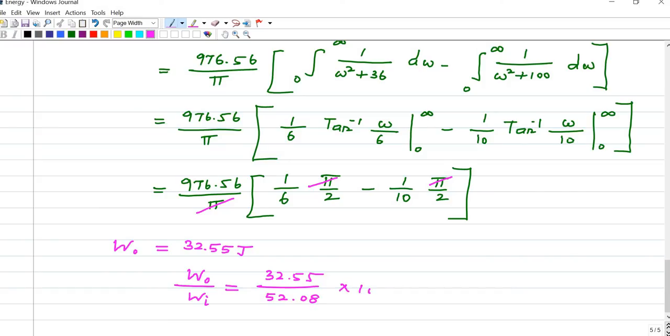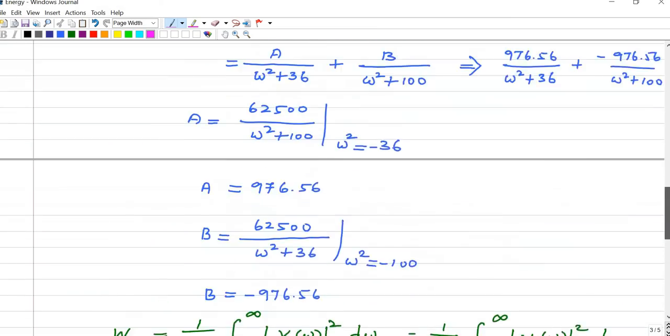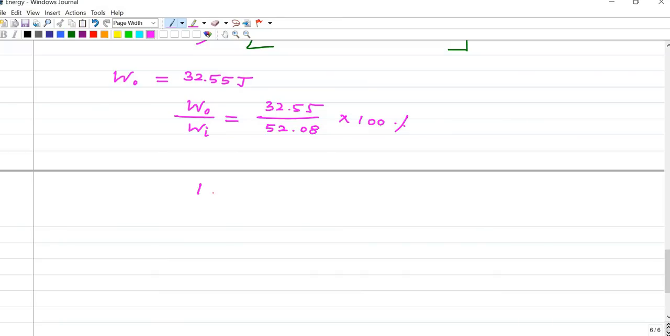Multiply by 100%. Verify. So what is the value? 62.5%. So only 62.5% of the signal components are passed by the filter. Around 38% of the signal components are rejected or attenuated by the low pass filter. That is what the inference is.